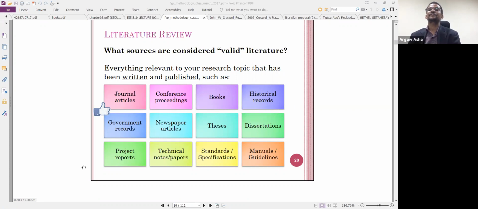Then what sources are considered and what sources are valid? Do we mean valid and non-valid sources? Yes. So whenever you are conducting your literature review, you should focus on sources that are written and published. One.